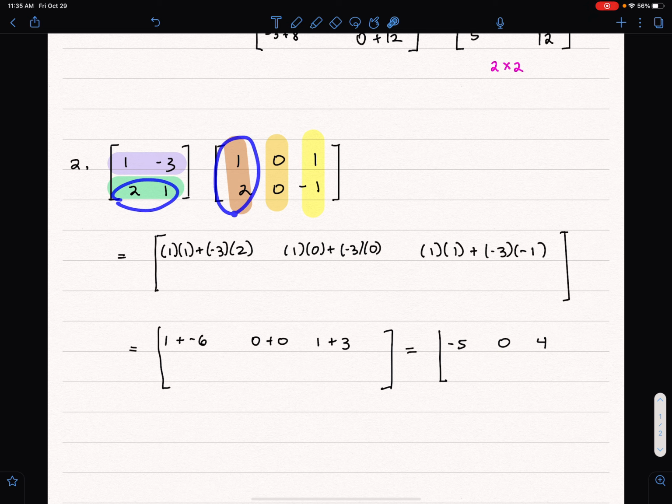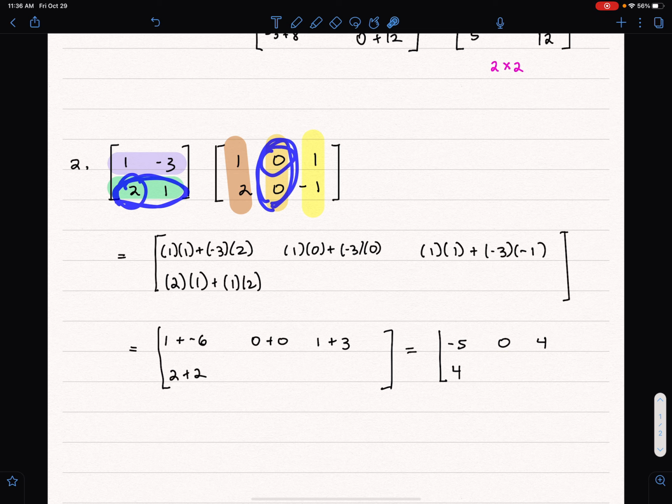Second row, first column, I dot those. So what does that mean to dot? 2 times 1 plus 1 times 2. So that makes 2 plus 2, and that makes 4. It looks like a terribly slow, tedious process, but you do most of this in your head. Now 2, 1 dot 0, 0. So that's 2 times 0 plus 1 times 0, which gives 0 plus 0, and that gives 0.